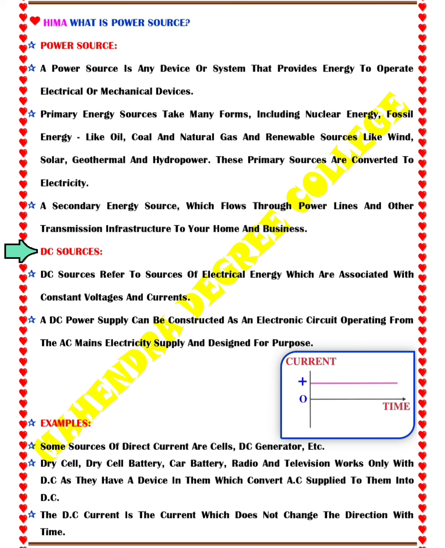Characteristics of a DC source: current flows in one constant direction, voltage remains steady over time, and it is common in low voltage electronic devices.